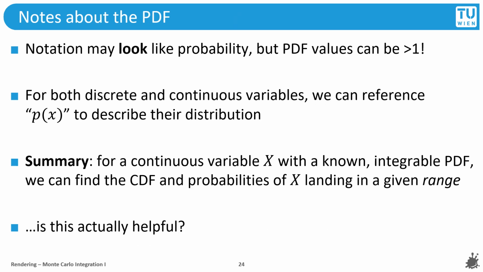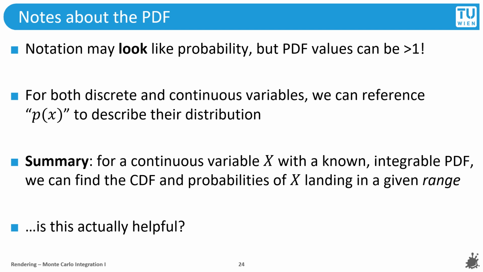A few notes about the PDF. Its notation may look like we are referencing probabilities, but the outputs of the PDF can exceed 1. So it's not a classic probability in that sense. However, for both discrete and continuous random variables, this means that we can write P of x to describe the distribution of their output values, even though we're talking about probabilities in one case and the PDF in the other.